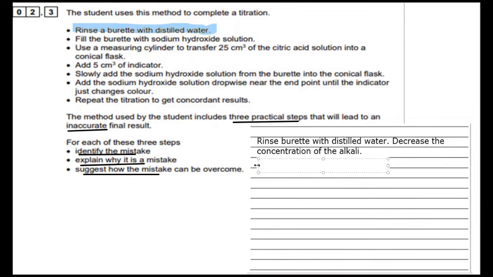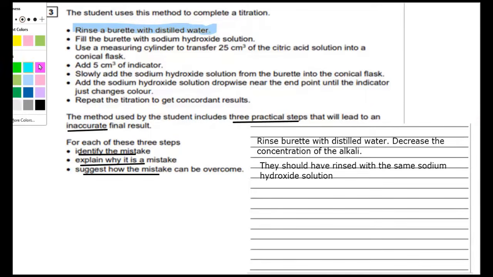Right. They should have rinsed with the same sodium hydroxide solution. And what I mean by that, the same concentration of sodium hydroxide solution, is what they should have rinsed it with. Right, let's check for any more mistakes. Let's go back and just check down. Here we go. Fill the burette with sodium hydroxide solution. Okay, that's all right. Filling the burette with sodium hydroxide solution. Should use a funnel, but no need to get picky.